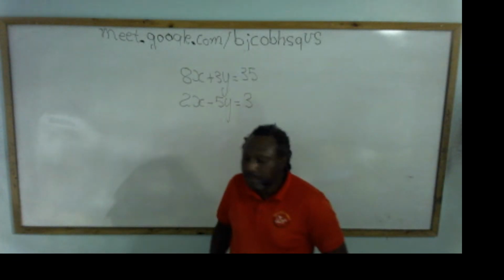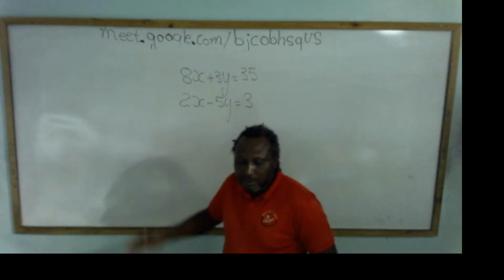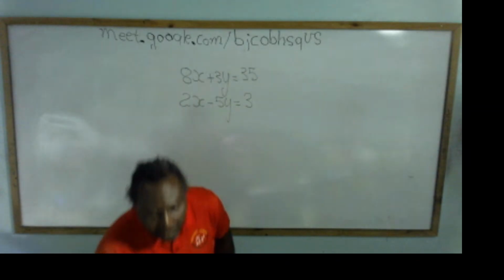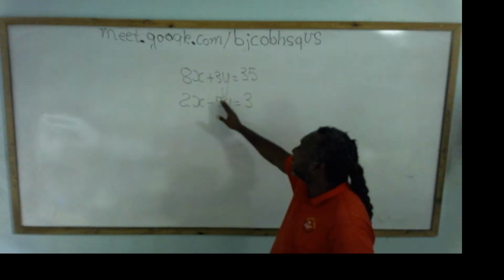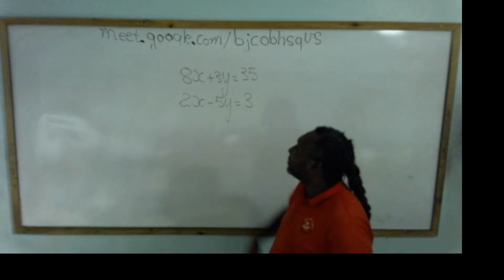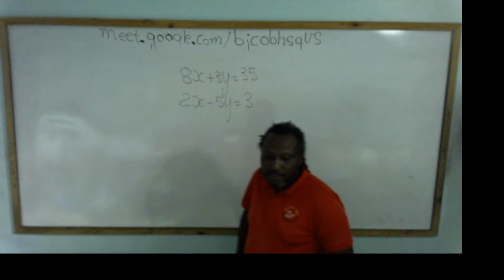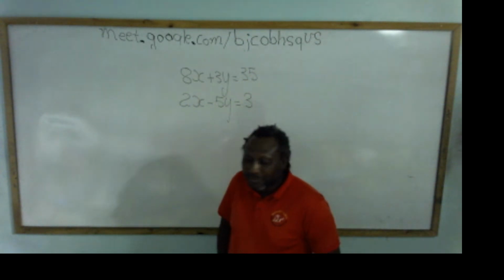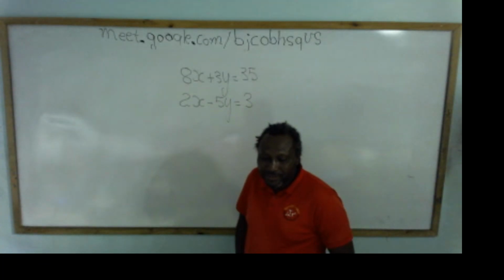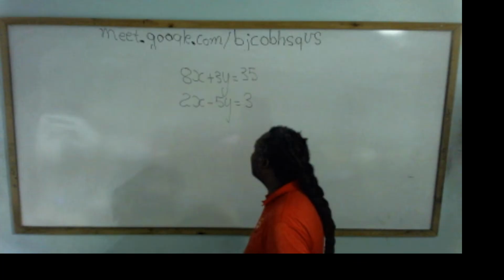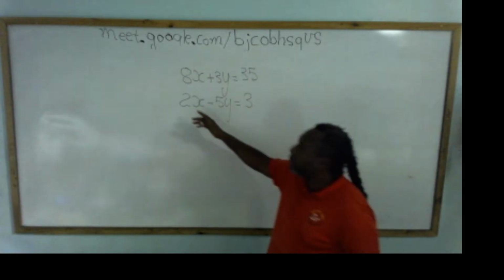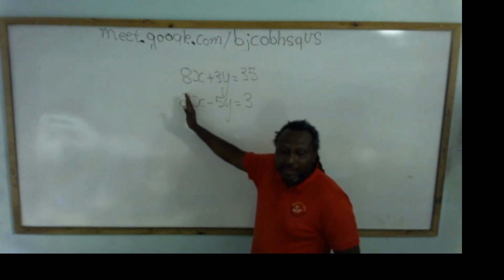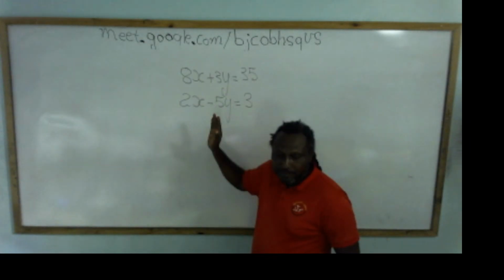Now, we have quite a bit to explain concerning the elimination method when we are solving a pair of simultaneous equations. Quite a bit to discuss, so we'll take a few minutes and discuss them right now. The elimination method means that we have a pair of simultaneous equations in two unknowns. So we have two equations in two unknowns.